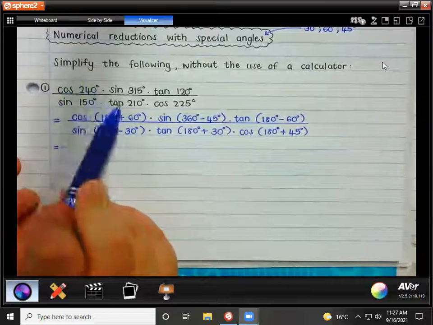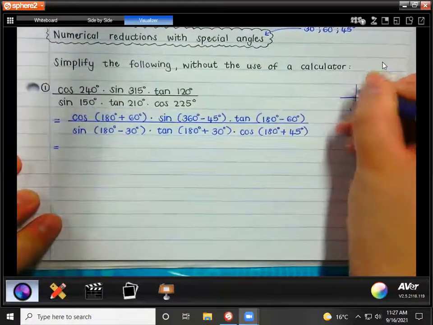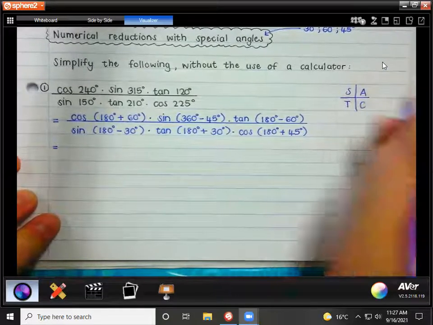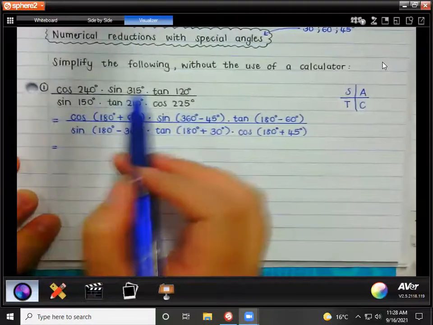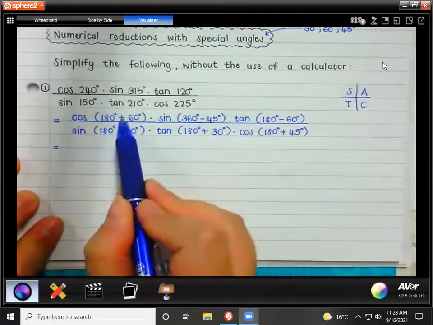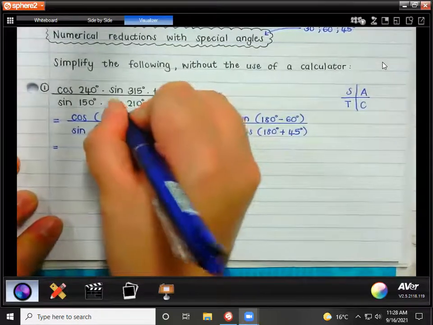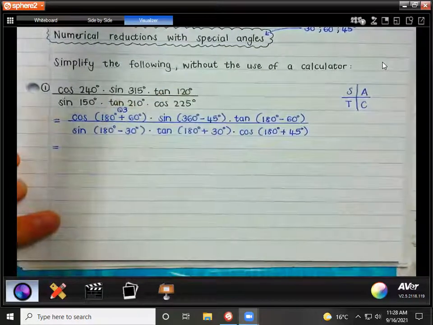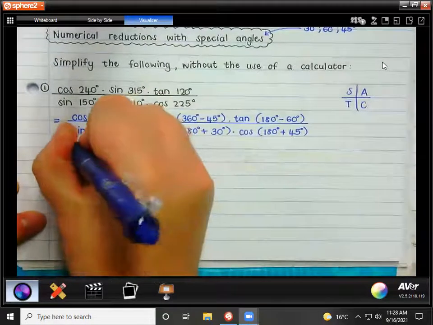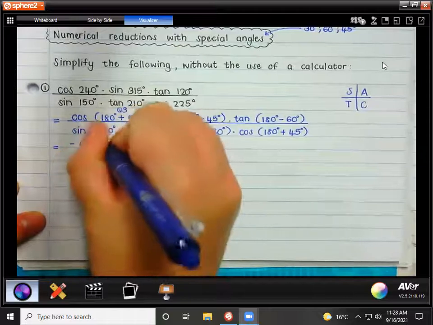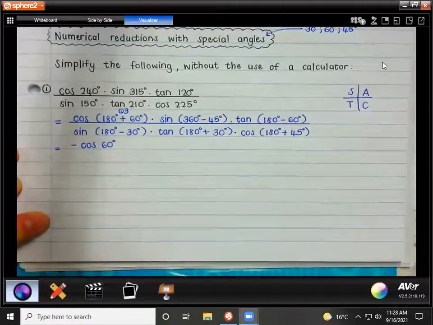What quadrant does that one lie in? 240 lies in quadrant 3, hey? If it's easier to think of the 180 plus part, 180 plus x or theta is always in the third quadrant, right? So this is a quadrant 3 angle. What is cos in the third quadrant? Negative. So this now becomes negative cos of the acute angle that is in that bracket.